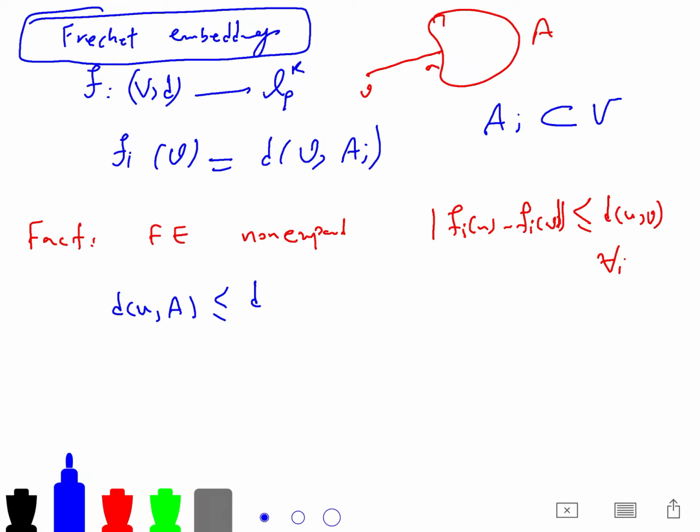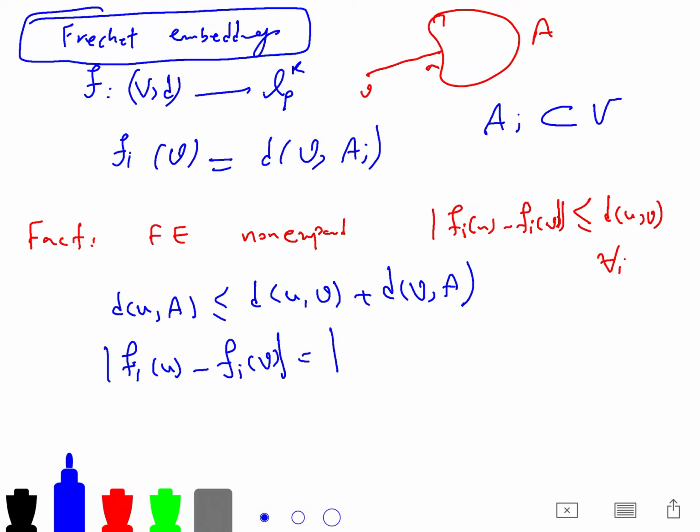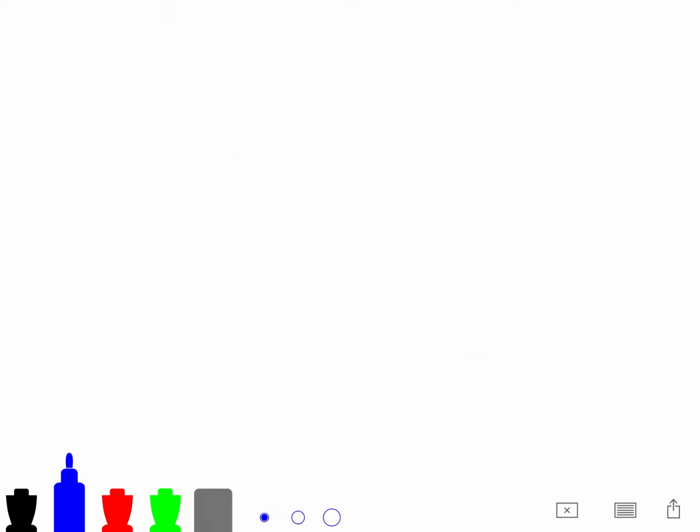The proof is very simple. We just use the triangle inequality, and we say that the distance between u and the set A is less than d of u and v plus d of v and A. And we can say that fi of u minus fi of v is d(u, ai) minus d(v, ai). This is less than d(u, v). The proof is complete. So we can say that the isometric embedding into L infinity that I described is a Fréchet embedding.